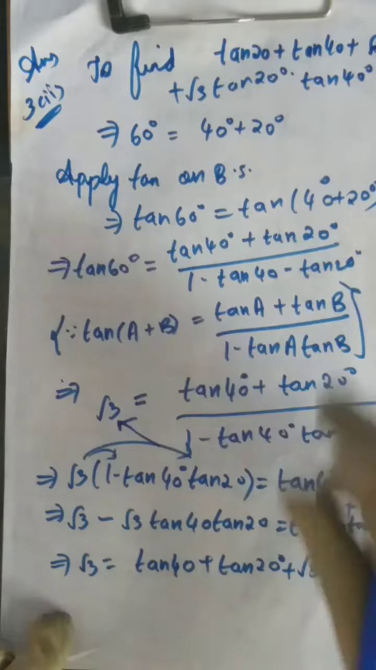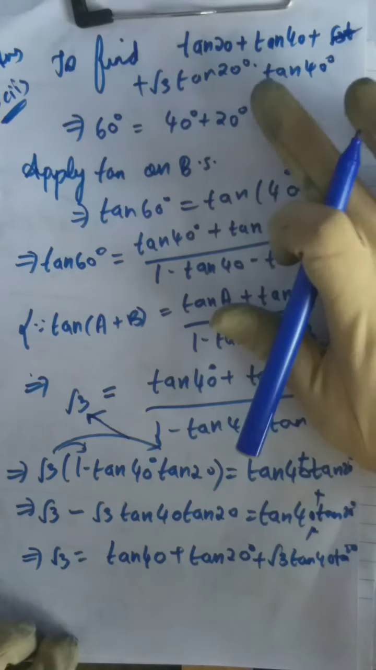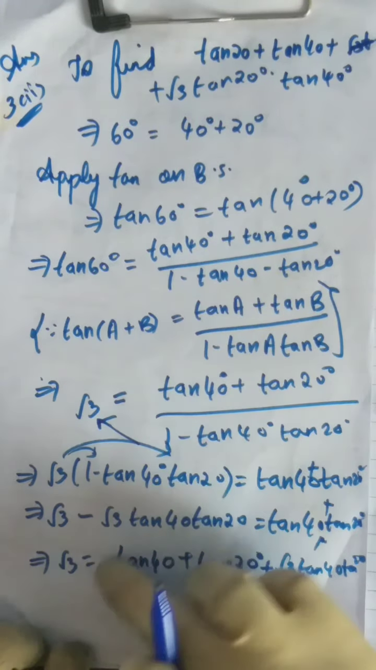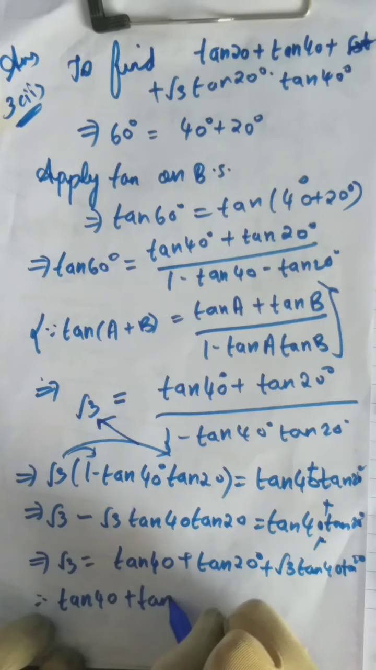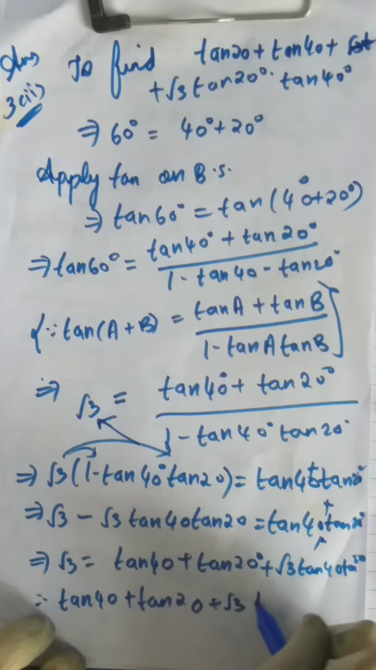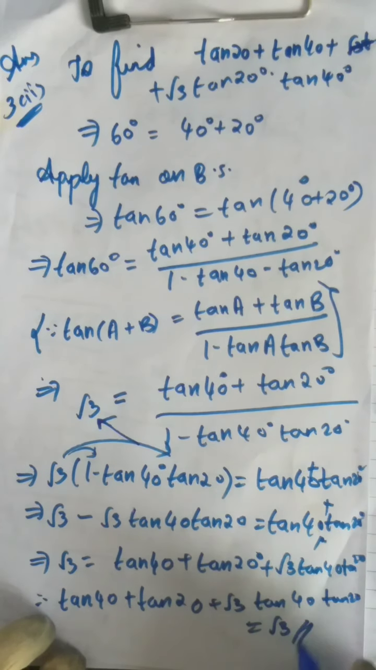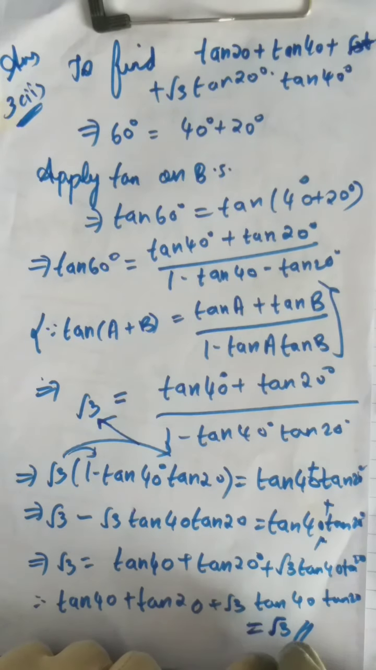Now compare this RHS with what we have to find out: tan 20 plus tan 40 plus root 3 into tan 20 tan 40. And that is exactly what we have on the RHS. So we can say the value of tan 40 plus tan 20 plus root 3 into tan 40 tan 20 is root 3. Okay, so we got the value as root 3.